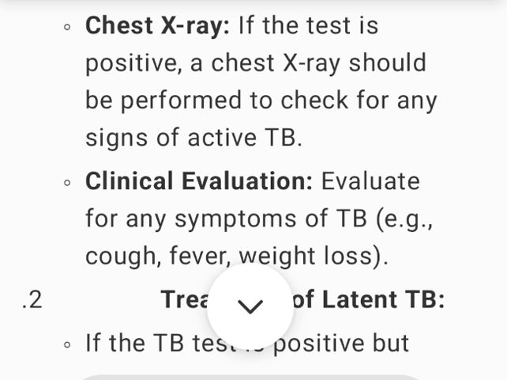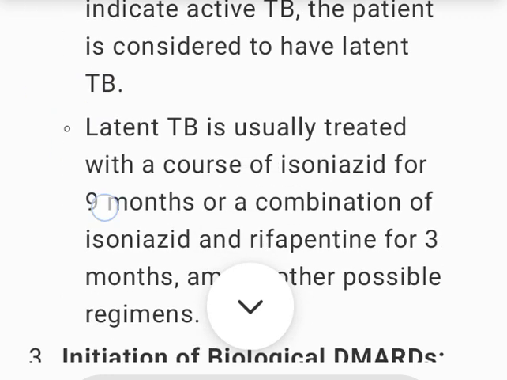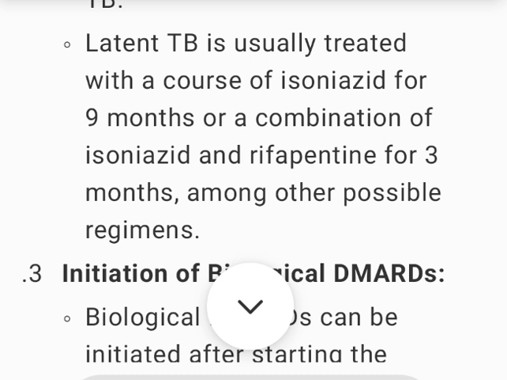2. Treatment of latent TB. If the TB test is positive, but there are no symptoms and the chest X-ray does not indicate active TB, the patient is considered to have latent TB. Latent TB is usually treated with a course of isoniazid for 9 months or a combination of isoniazid and rifapentine for 3 months, among other possible regimens.